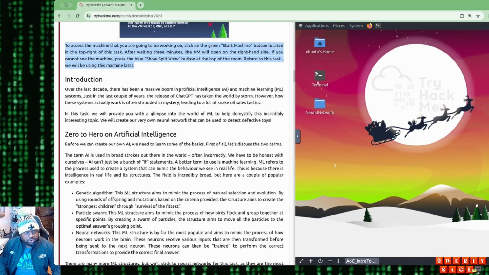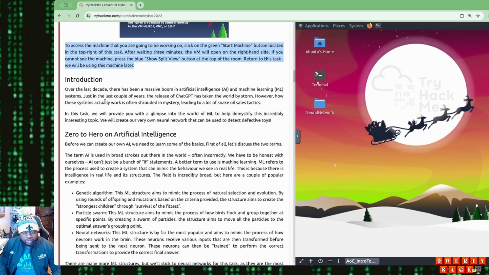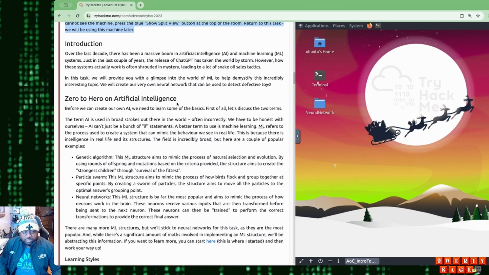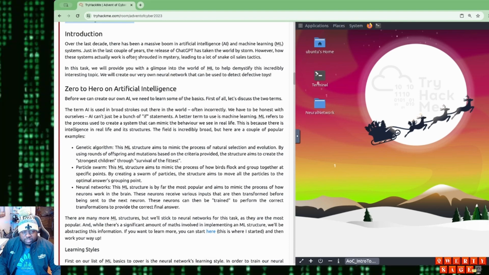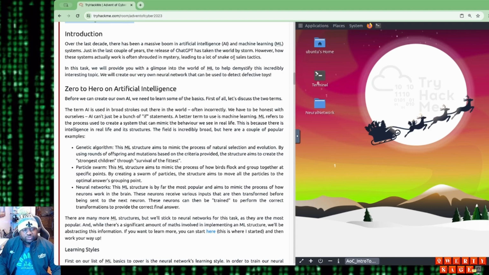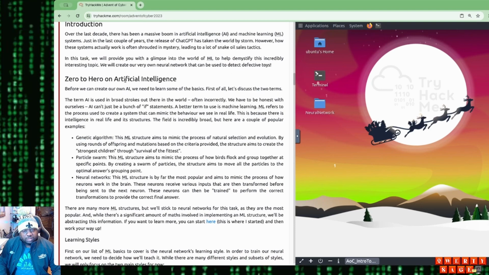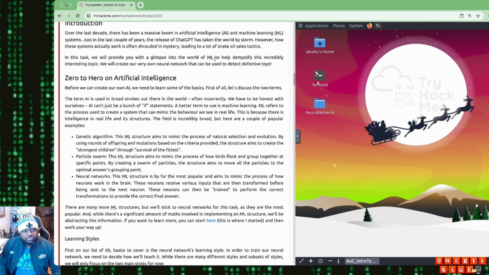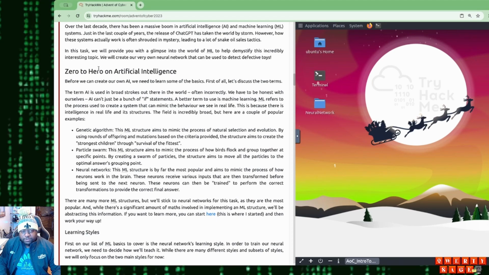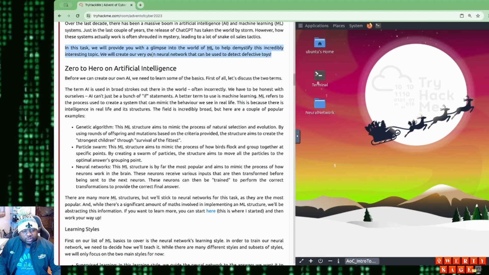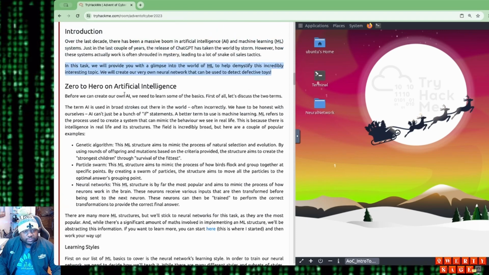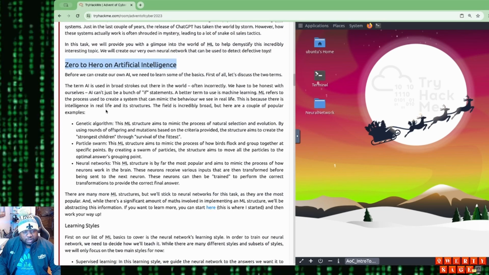Over the last decade, there's been a boom in AI and machine learning systems. In the last couple of years, the release of ChatGPT has taken the world by storm. However, how some of these systems actually work is shrouded in mystery, leading to a lot of snake oil sales tactics. In this task, you will get a glimpse into the world of machine learning to help demystify this incredibly interesting topic. We'll create our very own neural network that can be used to detect defective toys.